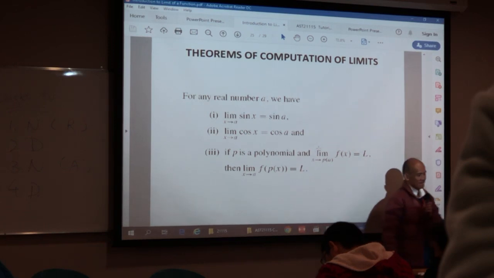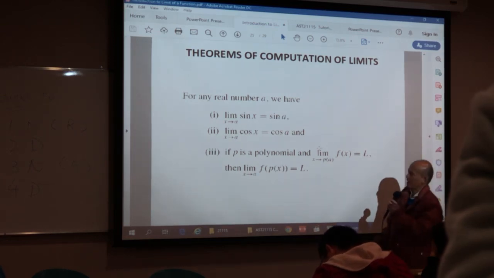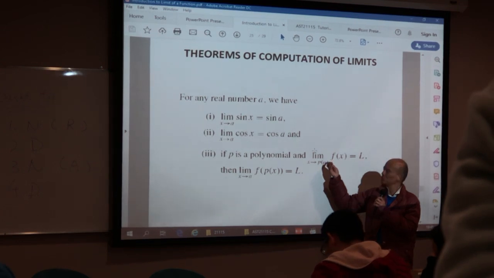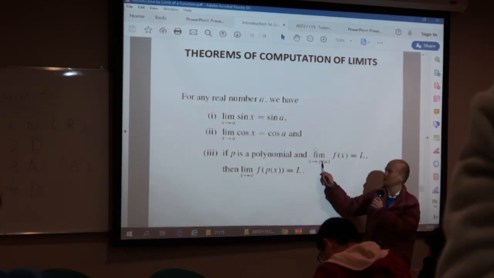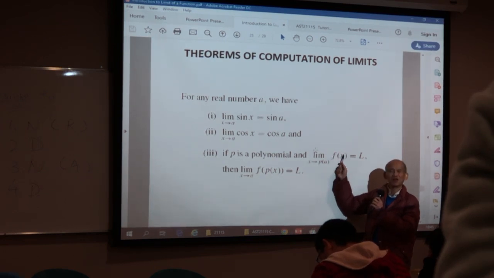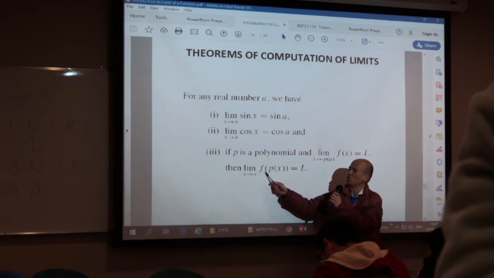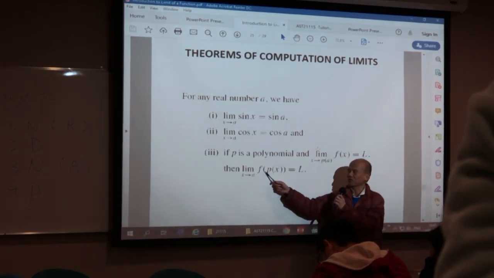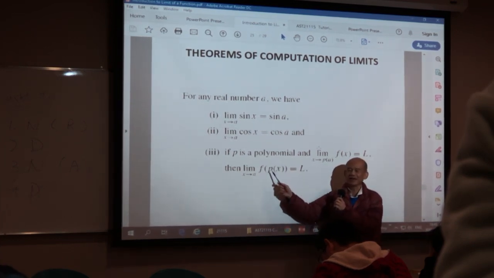Therefore, what we can do is we can do it like this. You calculate this and then get x approaching this value for this function. Or you work out the composite function first. And if they are polynomials, then it's easy to work out this one and then substitute a into it.